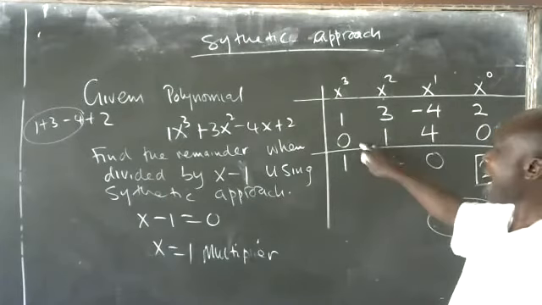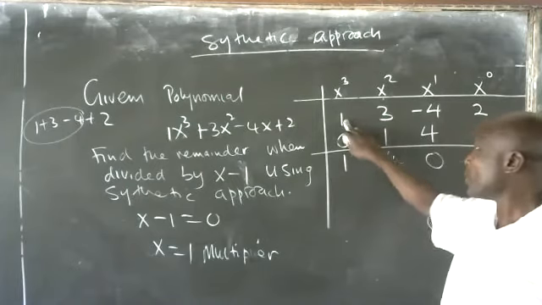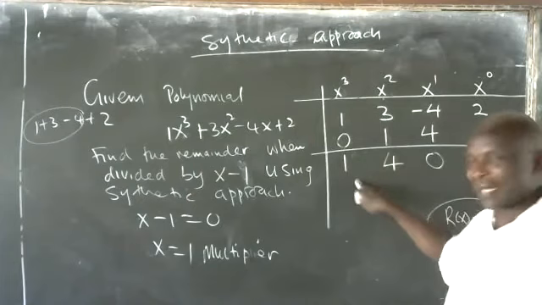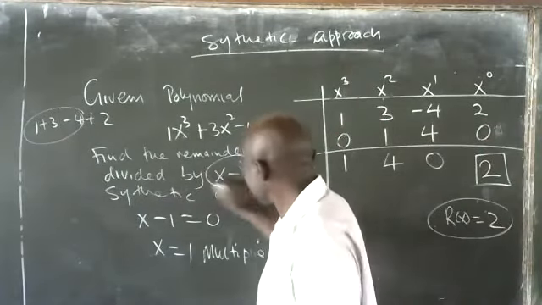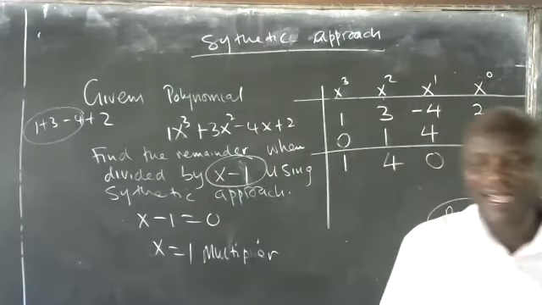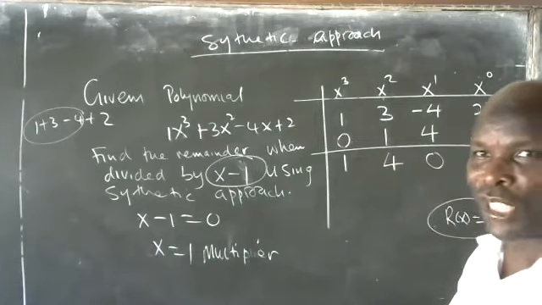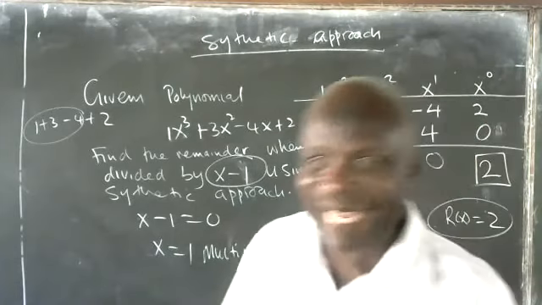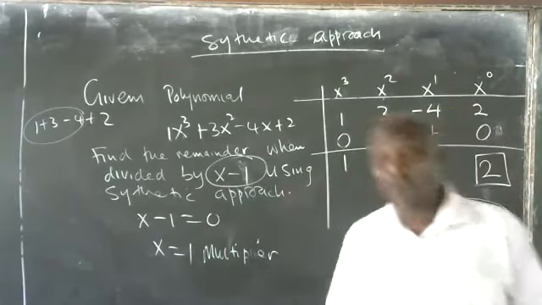And when I put zero, I add the coefficient which was behind x cubed with zero, and I will get one. Then I equate the divisor here to zero and find the value of x. That value of x I've got is known as the multiplier. And now here, the multiplier is one.